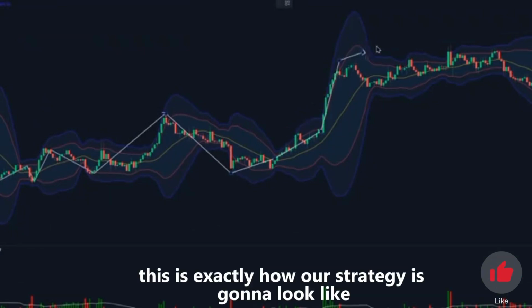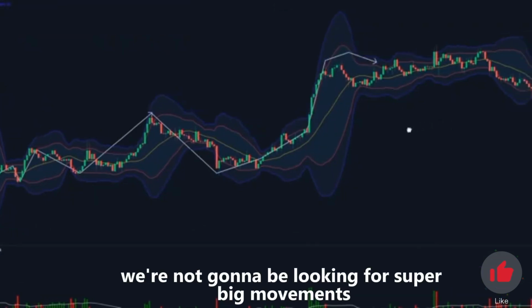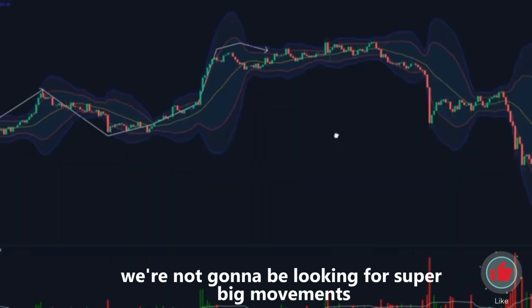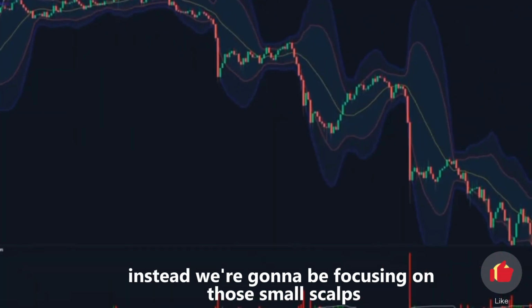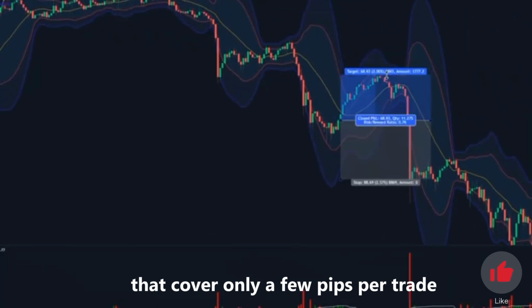This is exactly how our strategy is going to look like. We're not going to be looking for super big movements. Instead, we're going to be focusing on those small scalps that cover only a few pips per trade.